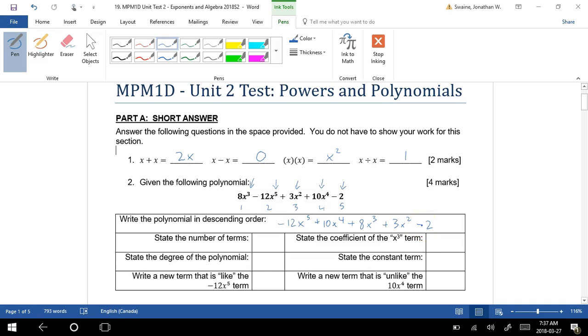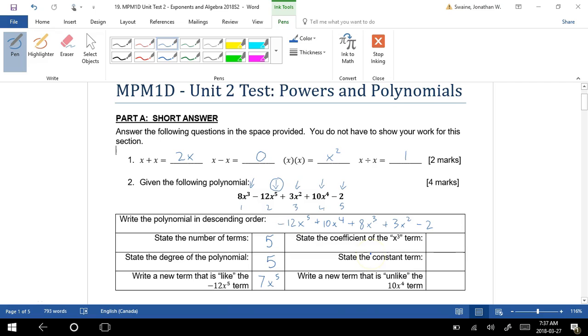How many terms are there? I've counted them, there's 5. The degree of the polynomial is the highest exponent on an x, and that's a 5 right here. A new term that is like any term here will do as long as it has x to the 5. In fact, that would be fine, what I just wrote, but you could also put a number in front. I'll put a 7. I could put any number in the whole world, and it would work.